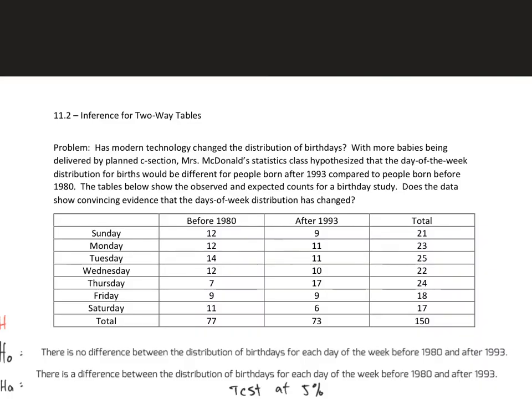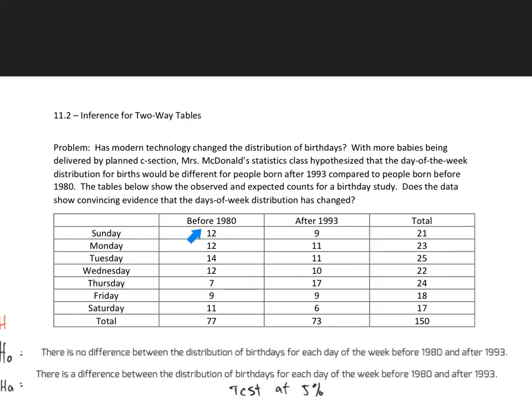Okay, taking a look at our problem, it says, has modern technology changed the distribution of birthdays? With more babies being delivered by planned C-section, Miss McDonald's statistics class hypothesized that the day of the week distribution for births would be different for people born after 1993 compared to people born before 1980. The tables show the observed and expected counts for a birthday study. Does the data show convincing evidence that the days of the week distribution has changed?